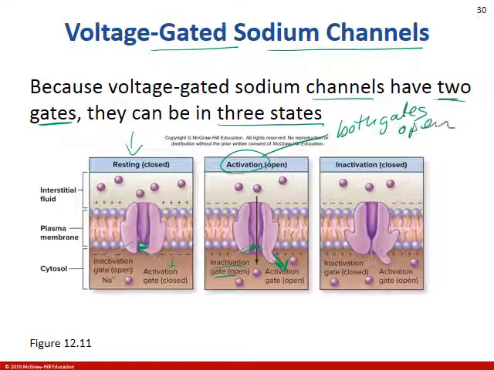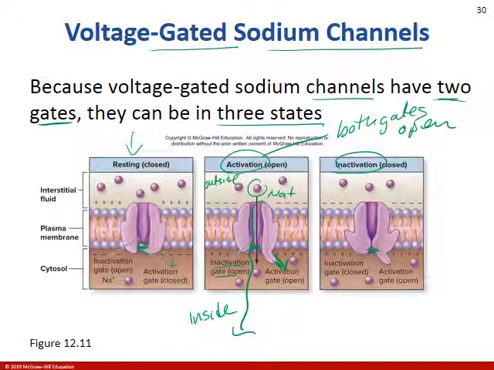And what do we know? If both gates are open, what's happening to the sodium? It's going from the outside in the interstitial fluid here to the inside cytosol of the neuron. Remember, we're talking about neurons now. And then inactivation, we have the inactivation gate closed, but we still have this little foot gate, the activation gate, still open. But in a sense, you still can't get sodium in. So in both of these, no sodium is making it inside.